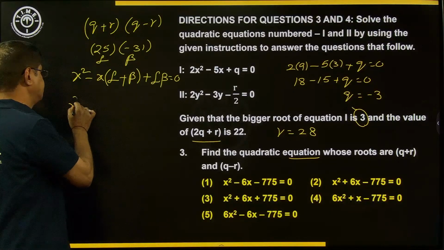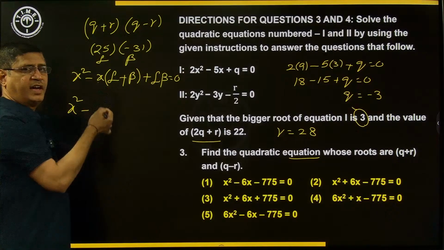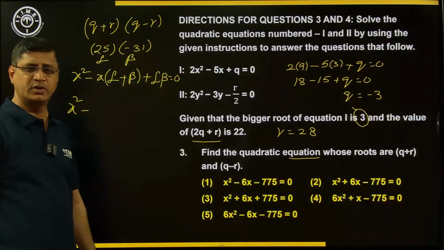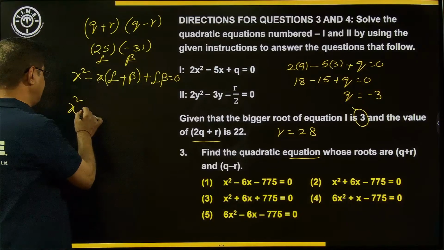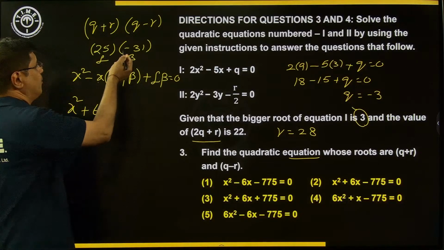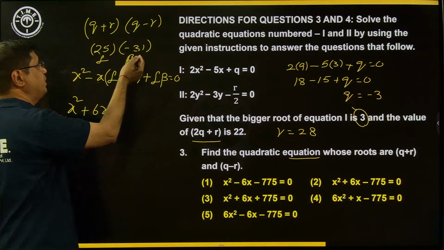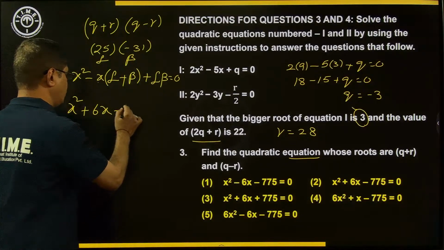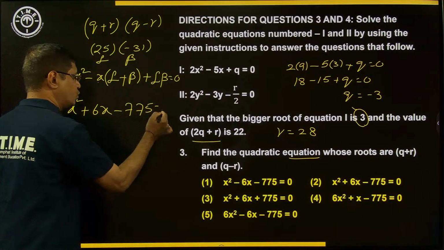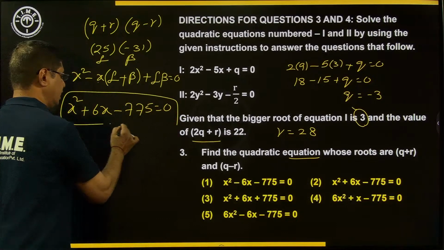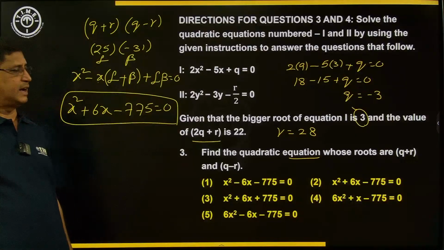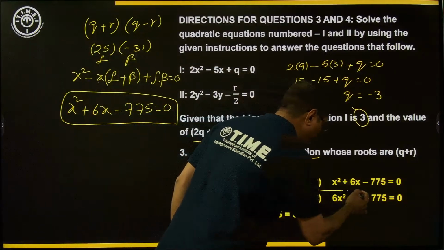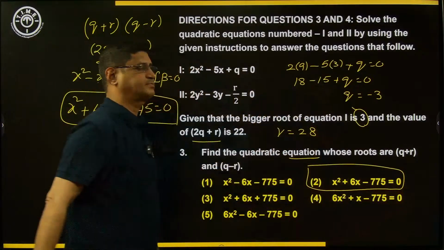X square minus of x of alpha plus beta. By adding these two, 25 minus 31, that is minus 6, minus of minus, plus 6x. Minus into plus, that is a minus, alpha into beta, the product of 31 and 25, that is 775, is equal to 0. What is the quadratic equation? X square plus 6x minus 775 is equal to 0. Right choice, option 2. The second choice is the right answer.